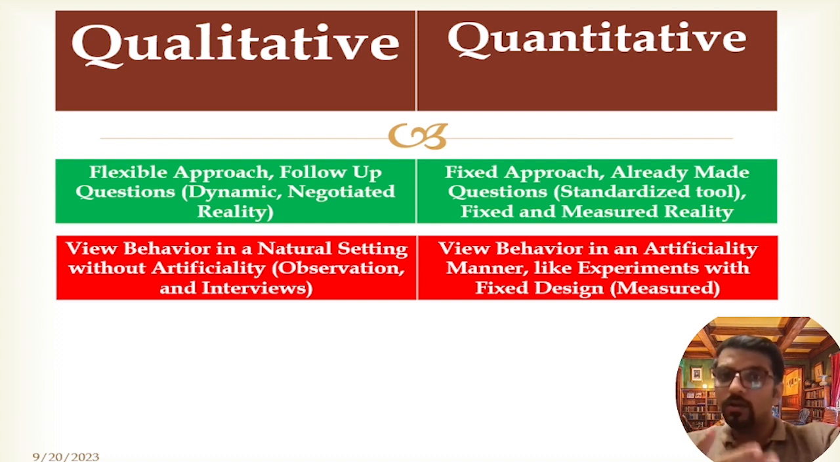Whereas on the other hand, quantitative research tends to view behavior in a more controlled and artificial manner, such as through experiments with fixed designs that are carefully measured. For example, in a survey, you make questions beforehand and then you give predetermined and fixed options to choose from for your audience or for your respondents. Let's illustrate this with an example.